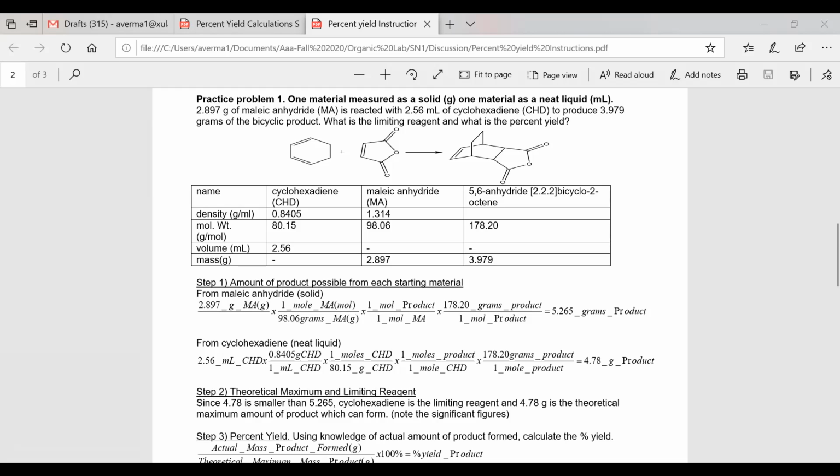Now, so far we have been looking only at the recovery percent. We will now pay attention to how to calculate percent yield when two or more than two compounds are reacting to form something new.